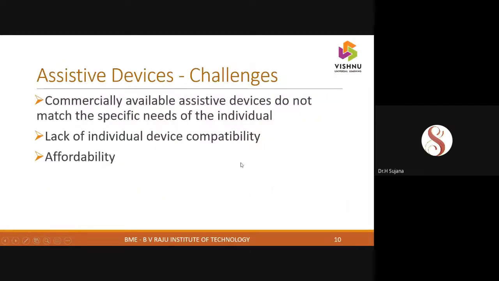Okay, let me go to my slide. So I have put the challenges here. First thing is what is commercially available cannot be used by everybody. Like how our specs are, specs need to be customized, right?